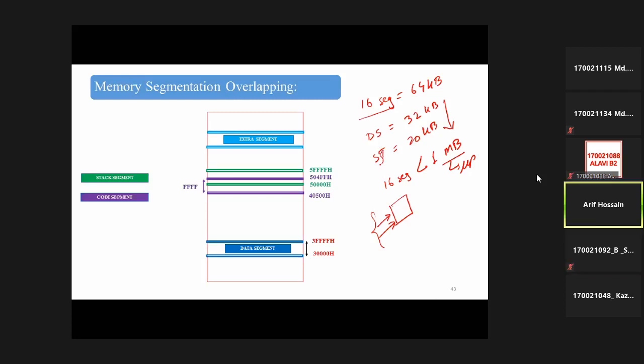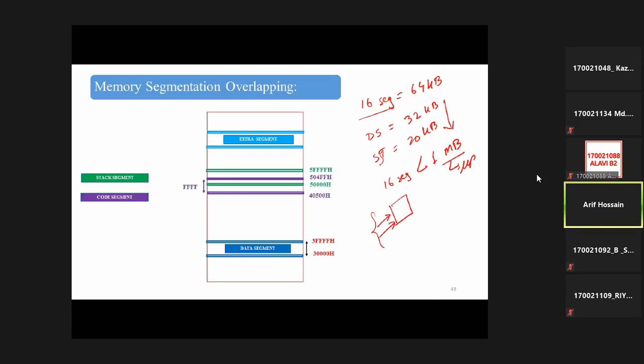Sir, can you please repeat this part again? Sir, can I have a question? Say. Sir, due to overlapping, if we have the smaller segments, how does the overlapping work? Because the maximum limit is 1 MB. So if we have these smaller segments, we will get a much lower amount of combined 16 segment data. So how is it helping?